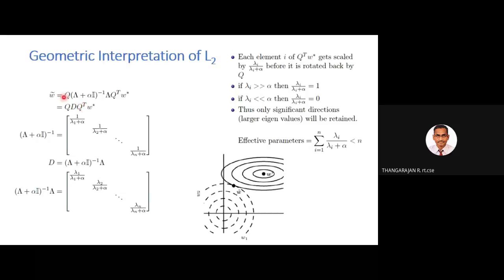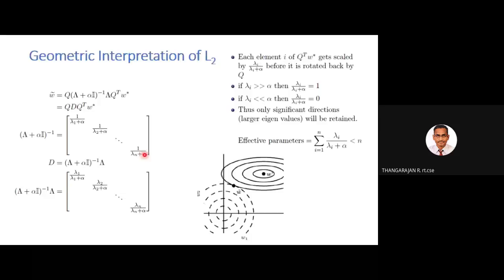But this W star is a matrix which can be decomposed by some methods, matrix decomposition, singular value decomposition, or you can use QR decomposition, something like that. And when you decompose, you get the eigenvalues. So this D is the eigenvalue matrix. Without regularization, the alpha will not be there. So you'll have 1 by lambda 1, 1 by lambda 2, and so on. The alpha will not be there if you don't regularize.